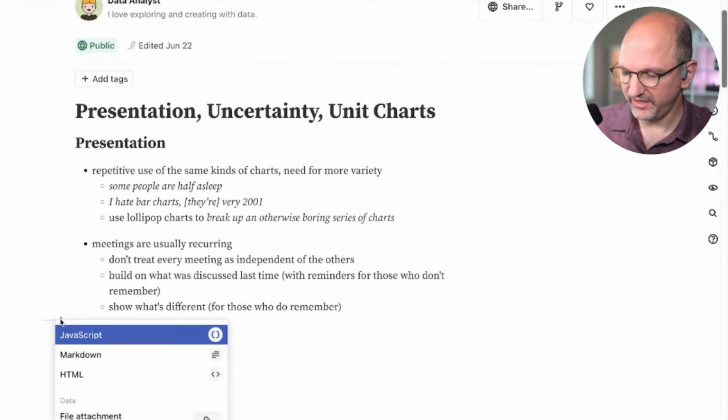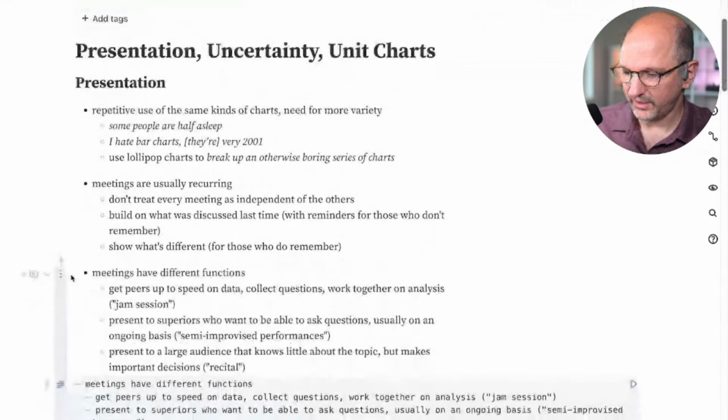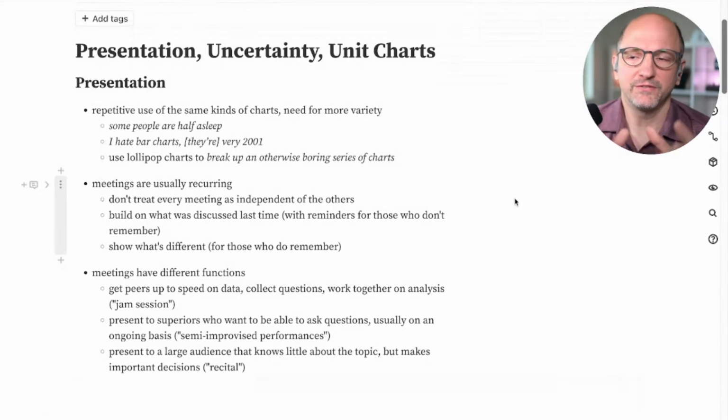My next point is to talk about these different functions of meetings. This paper that I linked to talks about that. We call this "from jam session to recital," playing on some music metaphors to describe the kinds of things that you would be doing in different kinds of meetings.